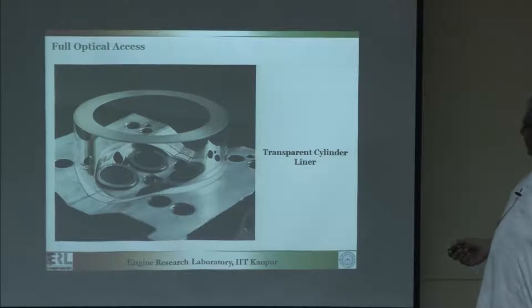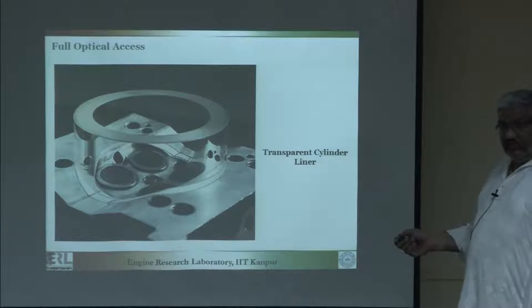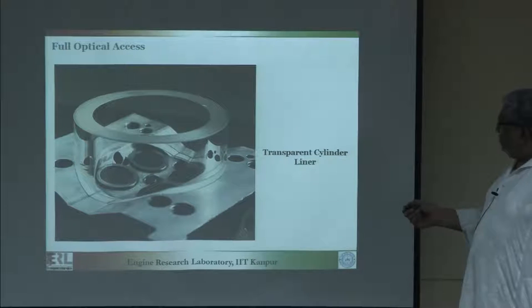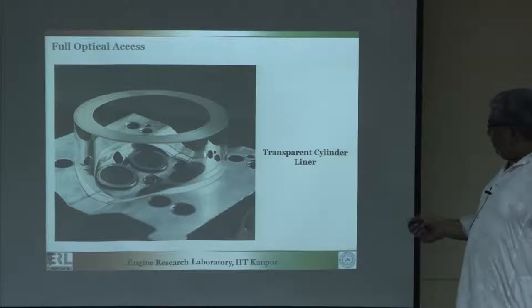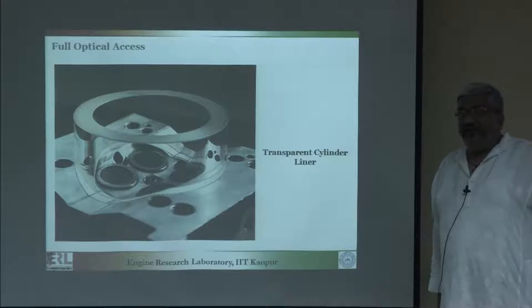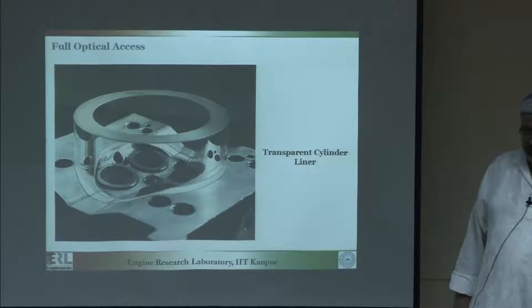This is just an example of a spark ignition engine. Here you can see the spark plug, and these are the two inlet and exhaust valves, and this is a pent roof design of cylinder head and this is the cylinder liner. This is about 45 millimeter. In case of a spark ignition engine, you can have 45 millimeter, 50 millimeter optical access.